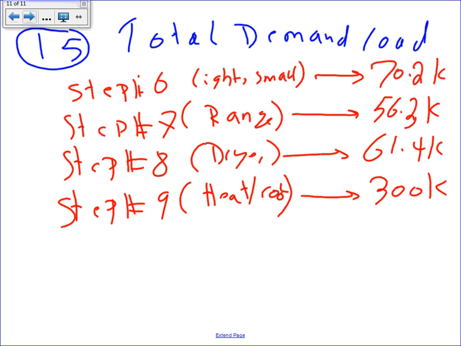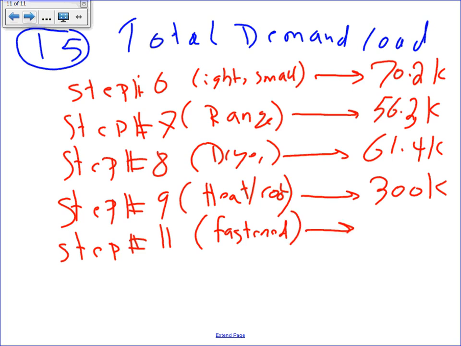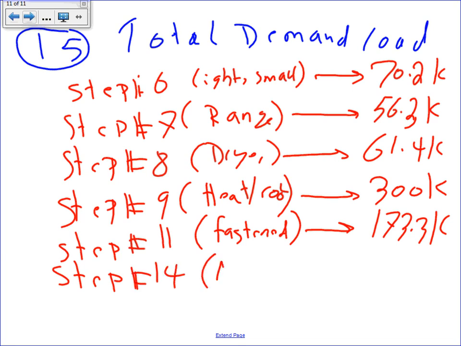We didn't do 10, right? We did 11. Step number 11, that was fasten. I'm just going to use the word fasten here to remind me. What was that? 173.3K. Any seconds? Yeah. Okay. Then we skipped 13 and 12, and we moved all the way to 14. Step number 14, that was motors. Motor, and we found how much for that one? 12K.